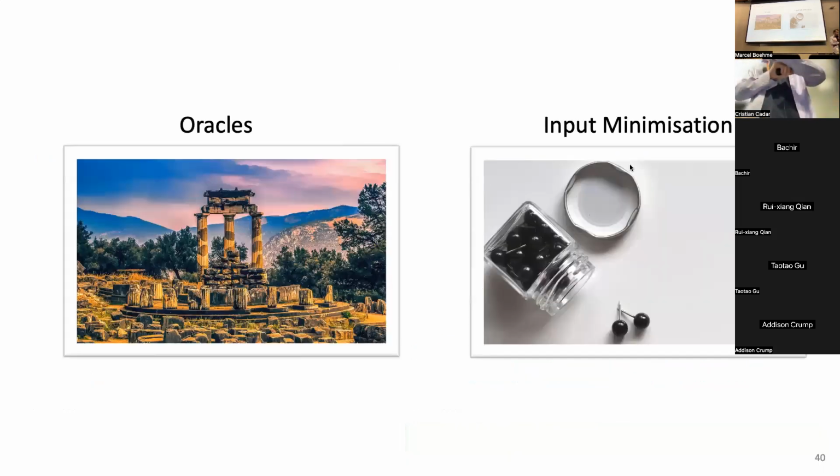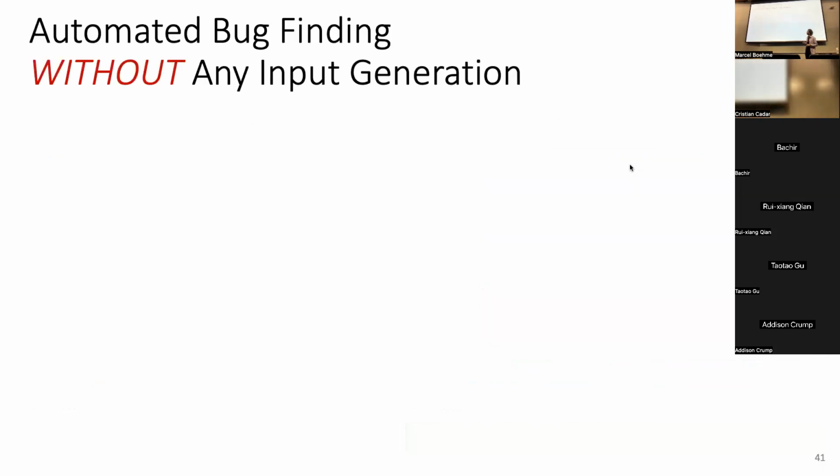So for my last 5 minutes or so, I'm going to discuss again a bit more about oracles and also about input minimization. Let me ask: can you do automated bug finding without input generation? Sounds pretty cool, right? Static analysis? Right, not static analysis. Then I guess dynamic analysis. So the answer is yes, and you can actually find bugs in Chrome, in Firefox, in important systems if you choose your domain right.